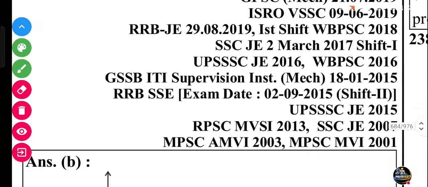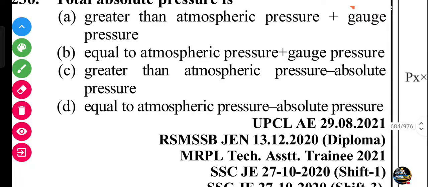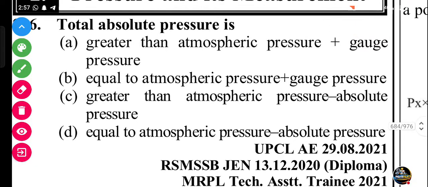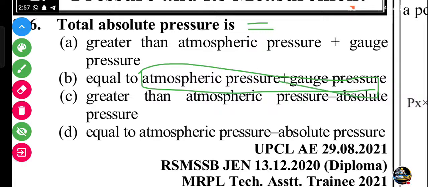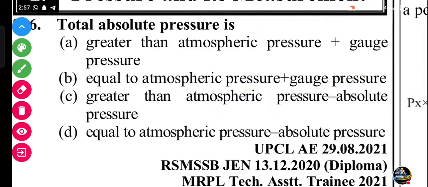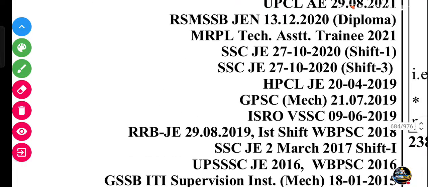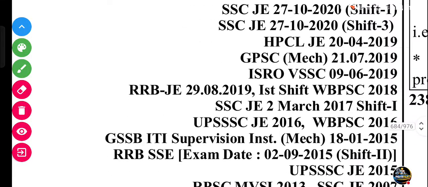Is the answer. Let's check. Sorry, total absolute pressure is equal to atmospheric pressure plus gauge pressure. I read it wrong. Okay, option B is right. You can see how many times this question has come in exams.